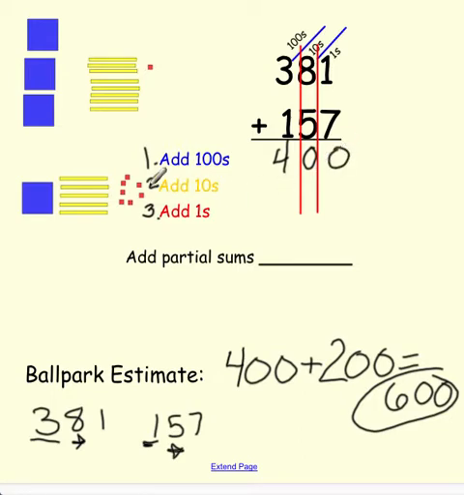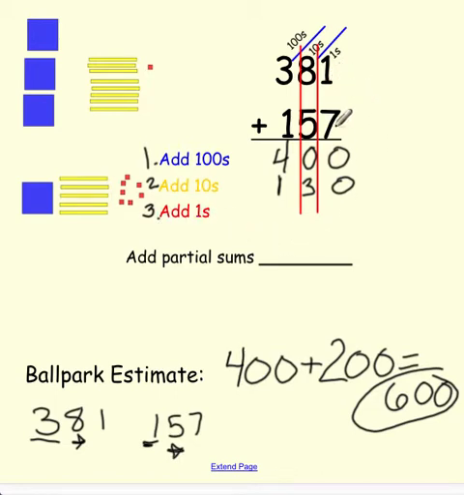400. Now I'm going to add my tens. I have 8 tens plus 5 tens. Wow, that's a lot of tens. Let's see what happens when we count by tens. 10, 20, 30, 40, 50, 60, 70, 80, 90, 100, 110, 120, 130. I'm adding tens, but there were so many of them, I went over 100. When I write that, I'm going to start in the hundreds. 130.